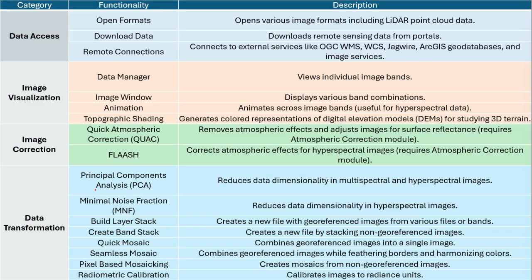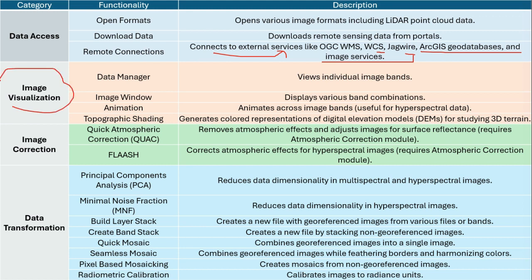So here is a table which tells about what kind of data access we have in ENVI, what kind of image visualization we can do there, what kind of image correction we can do there, and also the data transformation. So data access in ENVI is like various image formats including LiDAR point cloud data. We can download remote sensing data from portals available there in ENVI software. We have remote connections so that we can connect to external services like OGC, WMS, WCS, ArcGIS Geodatabase and image services within the software.